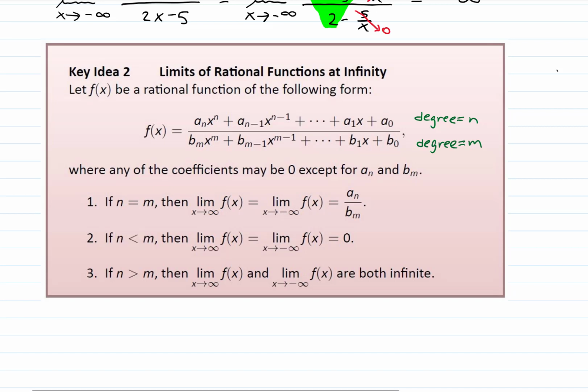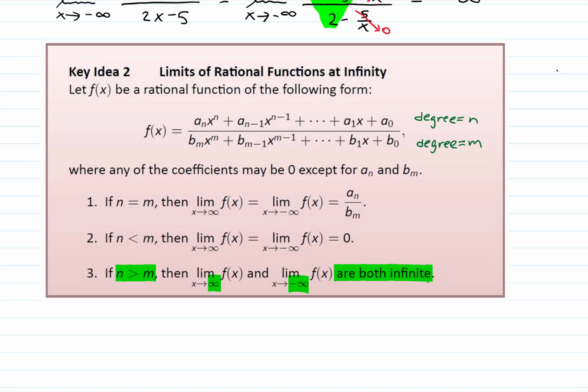And finally, if the degree of the top is greater than the bottom, then the limit as x goes to infinity or negative infinity are both infinite, but you do have to look at them separately, because one of them might be positive infinity or negative infinity, and the other one might be the same, or it might be the opposite. You could have one of them positive infinity, one of them negative infinity, or both positive infinity, or both negative infinity. You have to look at them separately, just exactly like we did earlier.